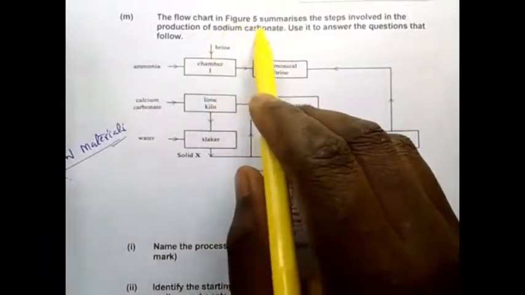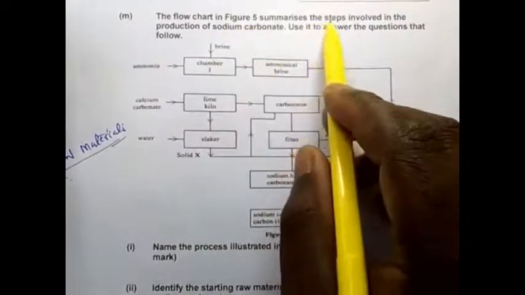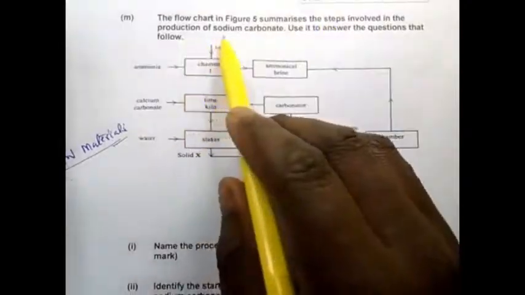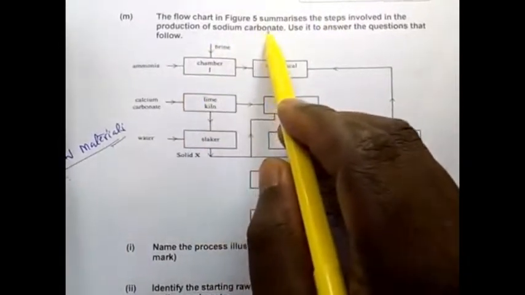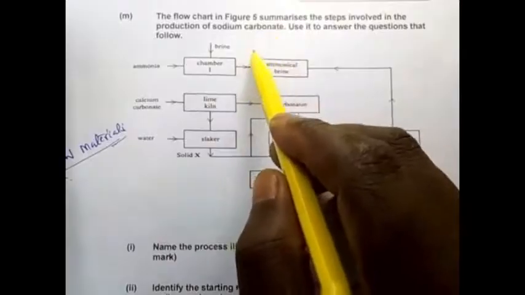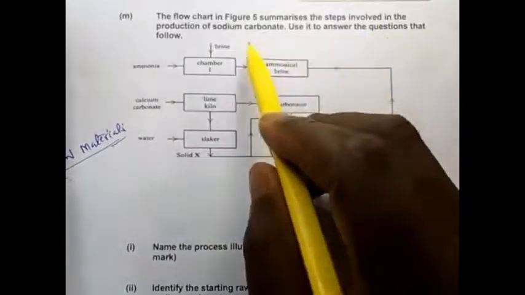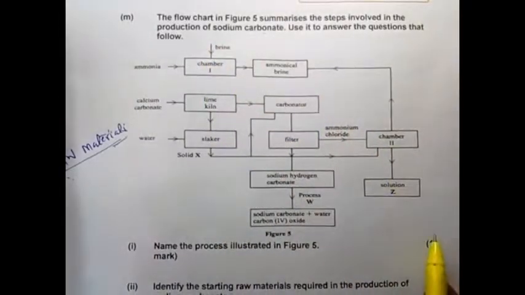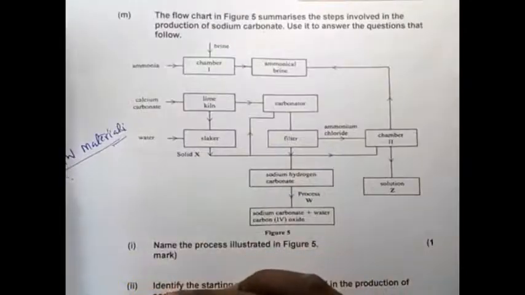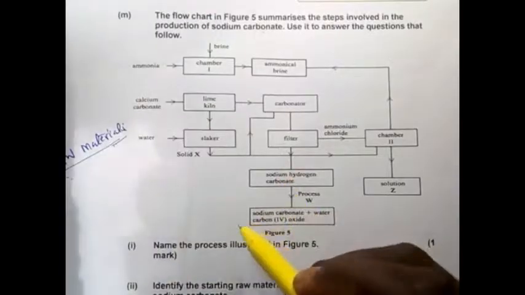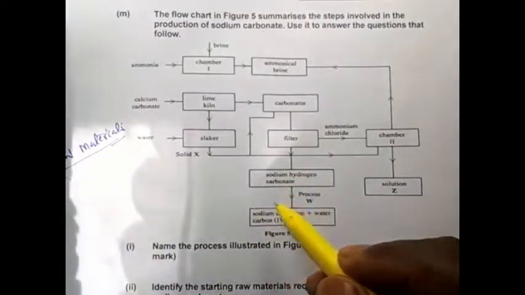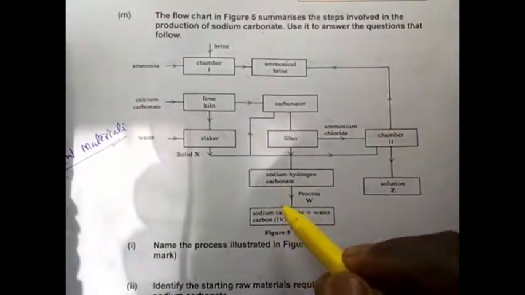The flowchart below summarizes the steps involved in the production of sodium carbonate. So the Solvay process is basically for the production of sodium carbonate. Use it to answer the questions that follow. Before you go to the question, you should be able to analyze this diagram and answer every question, otherwise you won't know where to begin the process, and that becomes a challenge.